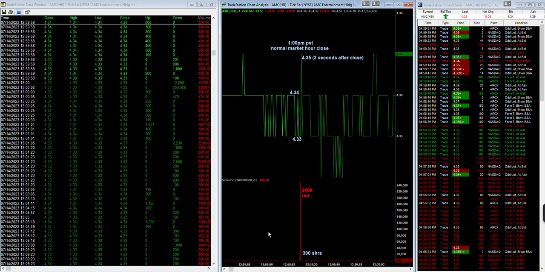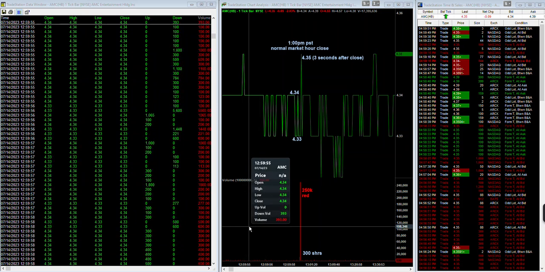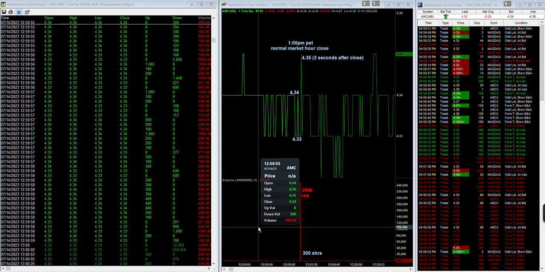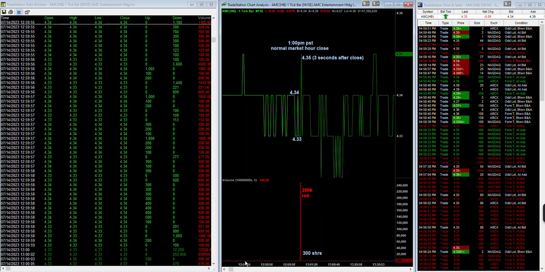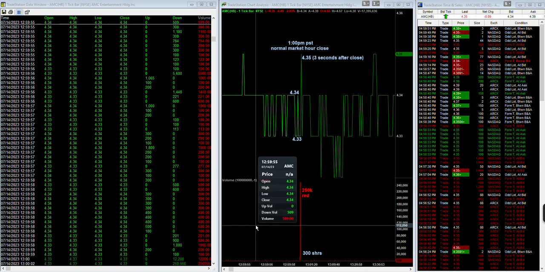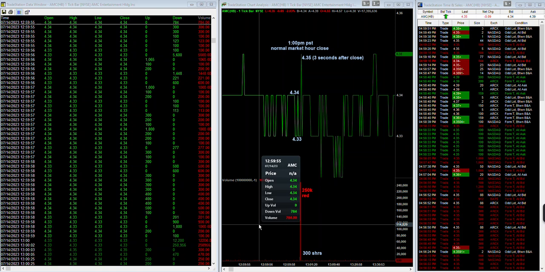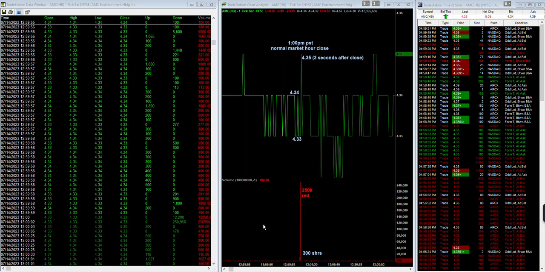So as you see, price is ping-ponging between $4.34 and $4.33 during the last 5 seconds of trading on Friday, options expiration. You can see at the bottom of this pop-up window in red, you can see the volume. That's just representing these little tiny red lines down here. As I scroll forward through the last 5 seconds of trading, you can see 300 shares, 1,100 shares, 300, 784, 300, 300, 100. You get the point.